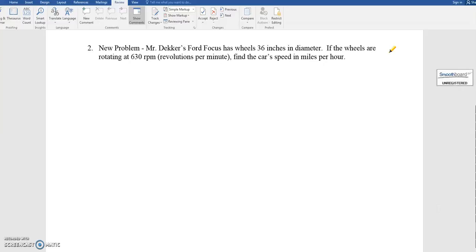But I want you to picture this car having 36-inch diameter wheels, and I want you to envision me driving this maybe down Ivanrest.